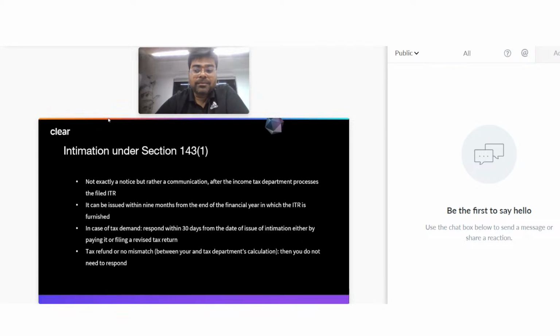Now, there are three possible outcomes, right? Firstly, which is the most majority of the cases, the data as per the income tax return has been accepted by the income tax department, and whatever the tax position was mentioned in the income tax return, that has been accepted and that has been confirmed by intimation. That is the most common.